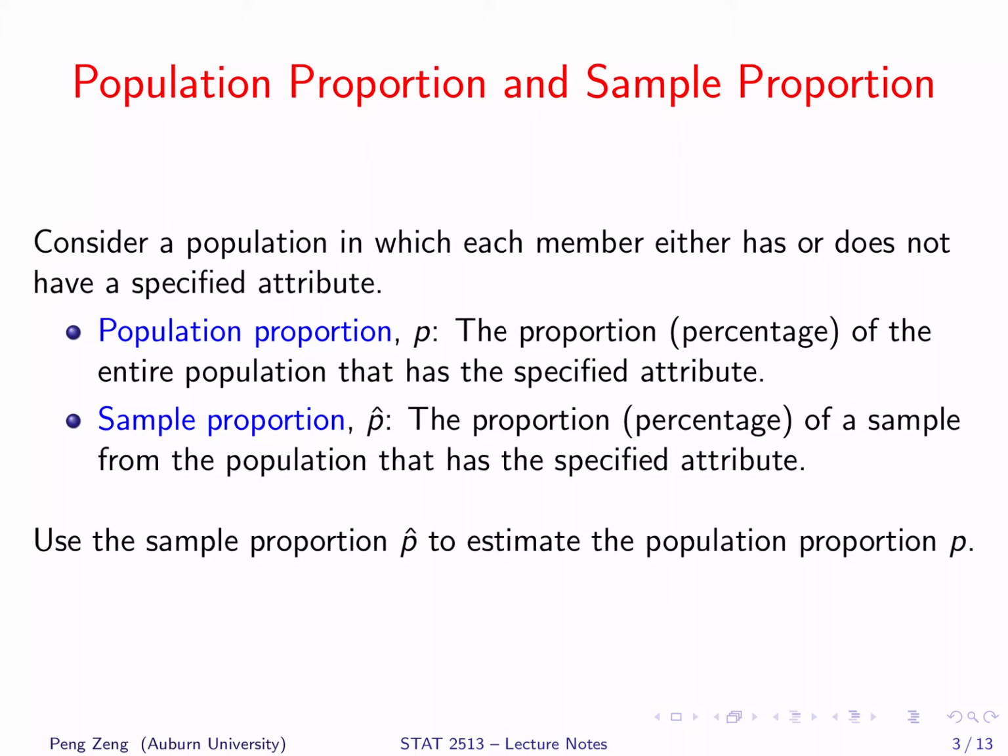The sample proportion can be regarded as a sample mean. For each observation, if the sample has the attribute, we record it as 1, otherwise record it as 0. Then the sample proportion is exactly the sample mean of these 1s and 0s. We know that by the central limit theorem, when the sample size is large, the sample mean approximately follows a normal distribution. Here, the sample proportion should approximately follow a normal distribution when the sample size is large. This is the theoretical justification for statistical inferences for population proportions.